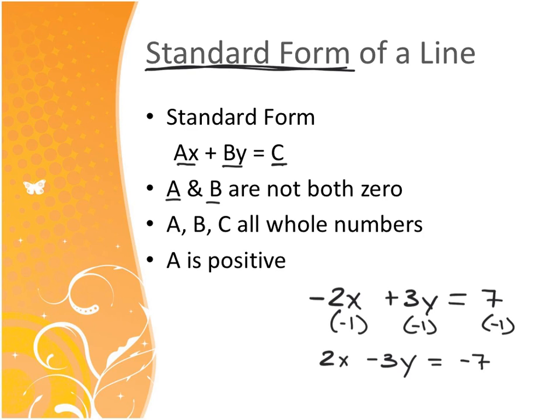So the things that we're looking for there, I guess it's 4 things. X and y are on the left. The constant is on the right. A and B cannot both be 0. It can't be like 7 equals 4. That wouldn't be the equation of a line. A, B, and C are all whole numbers. If they are fractions, even if one of them is a fraction, you are going to need to multiply by something to turn them all into whole numbers. And finally, A, your leading coefficient, the one attached to the x, has to be a positive number.